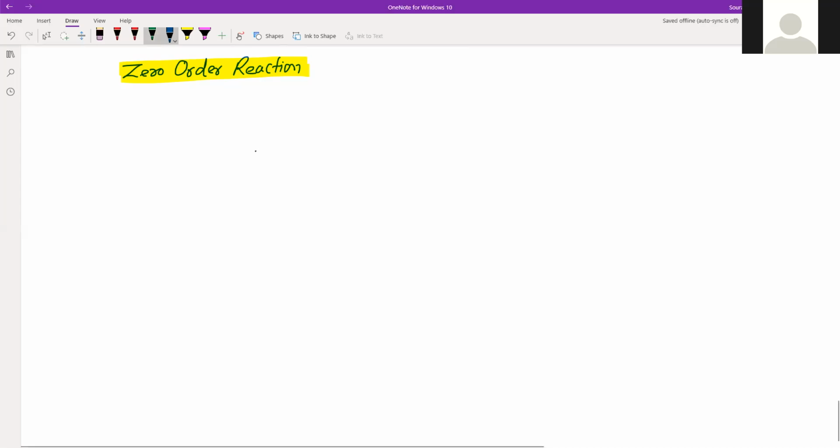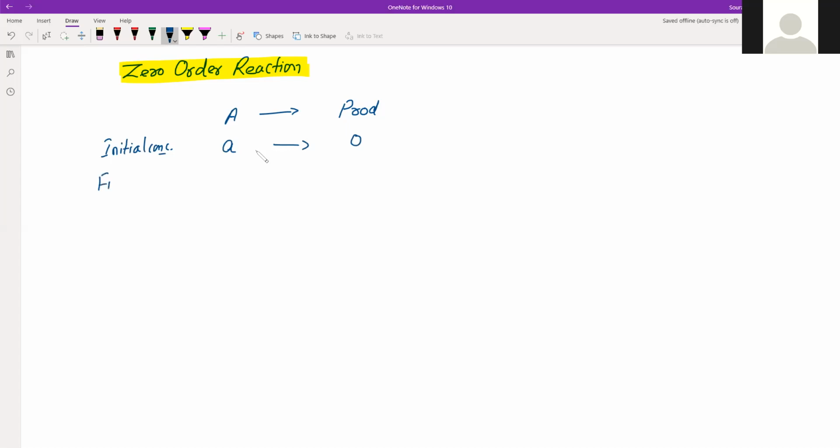So let's study the zero order reaction. In a zero order reaction, rate is independent of concentration, and let us have a reaction like this: some reactant A gives some product P. Let its initial concentration be, say, A. Obviously initially there won't be any product, so the product's concentration will be 0.